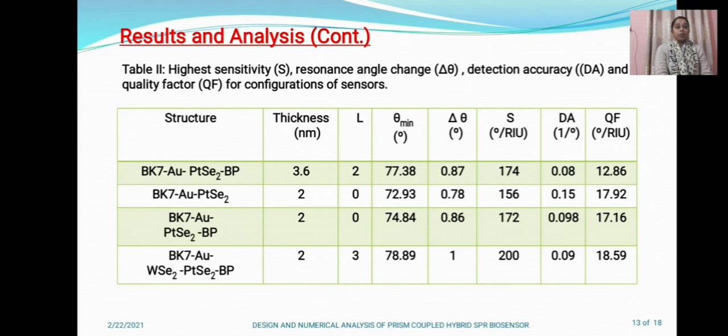But when we use 2 nanometer platinum diselenide with tungsten diselenide and 3 layers of black phosphorus, the highest sensitivity with acceptable quality factor and detection accuracy can be achieved. The proposed scheme offers a superior sensitivity, which is 1.47 times higher than that of the conventional structure.